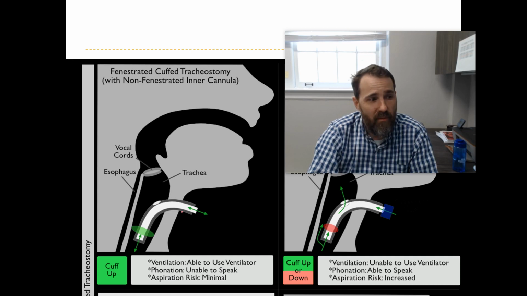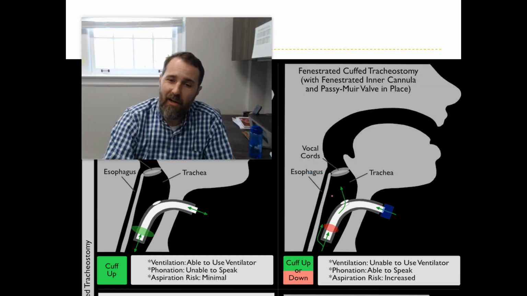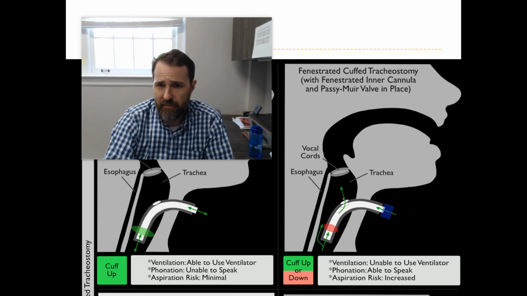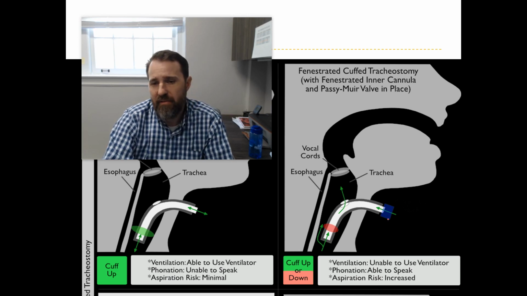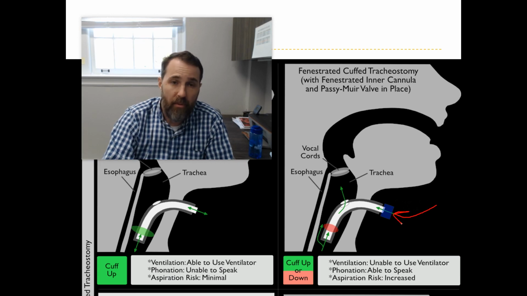So for this individual, phonation is not going to be possible. All right, now let's look at this individual over here. You have a cuffed tracheostomy tube with a fenestrated inner and outer cannula, and you have the speaking valve placed. So for this individual, inspiratory air is going to come through the speaking valve, and with the cuff deflated, inspiratory air is going to be allowed down past the deflated cuff.